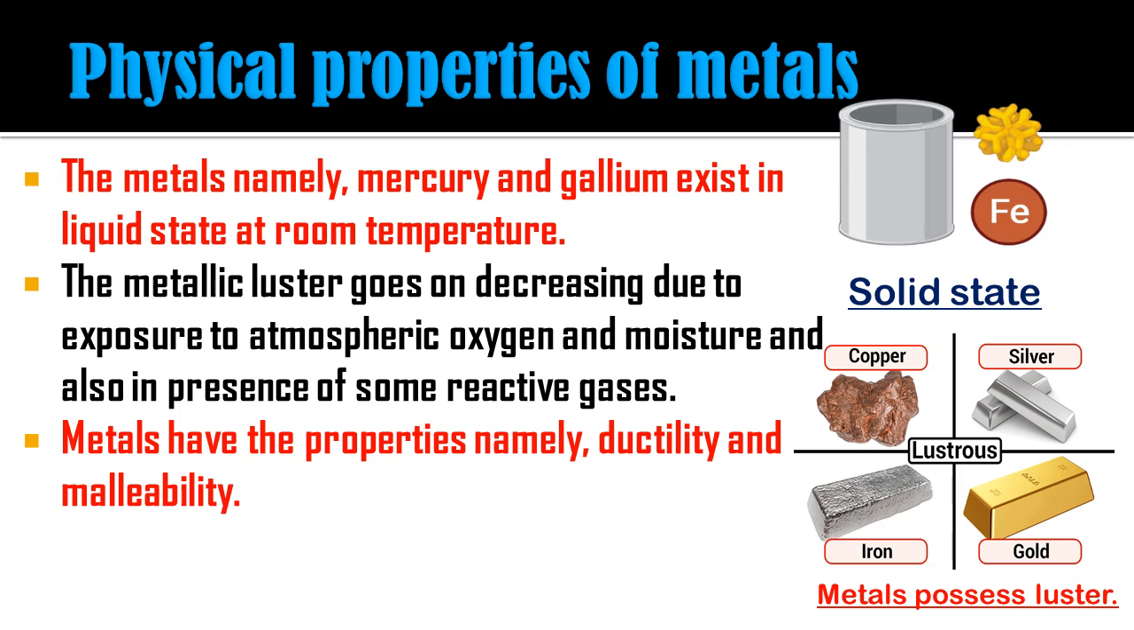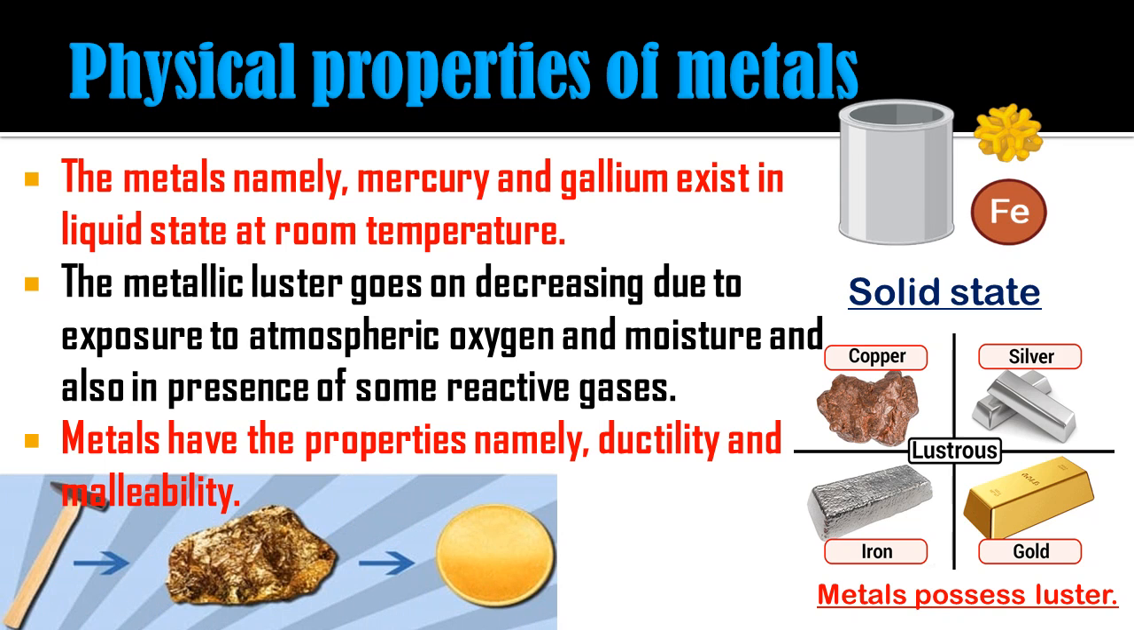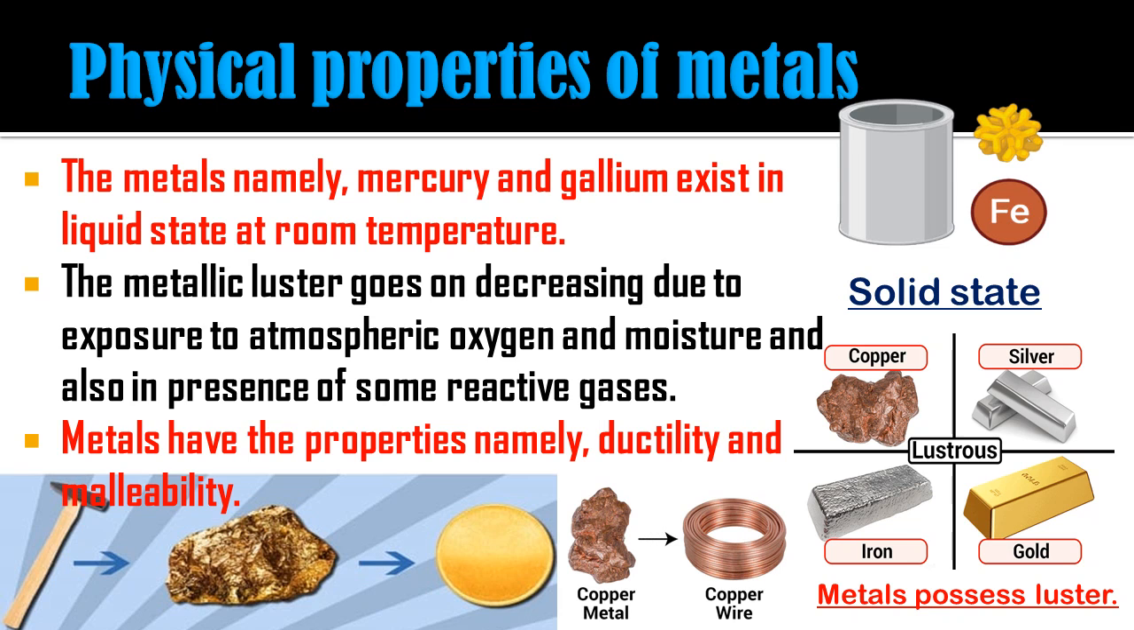Alright, and we know that metals have the properties ductility and malleability. Now students, ductility means the metals are converted into thin wire, and malleability means the metals are converted into thin sheets. Here in this diagram you can observe the malleability, and this is ductility, in which the copper metal has been converted into a copper wire.